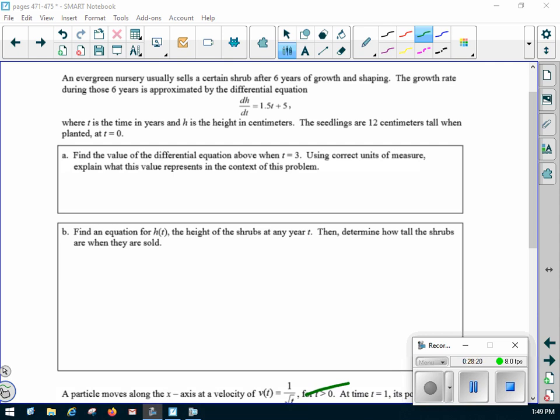So, an evergreen nursery usually sells a certain shrub after 6 years of growth and shaping. The growth rate during those 6 years is approximated by the differential equation dH/dt equals 1.5t plus 5. A differential equation just means this is the derivative of some function. That's the derivative. It's like h prime.